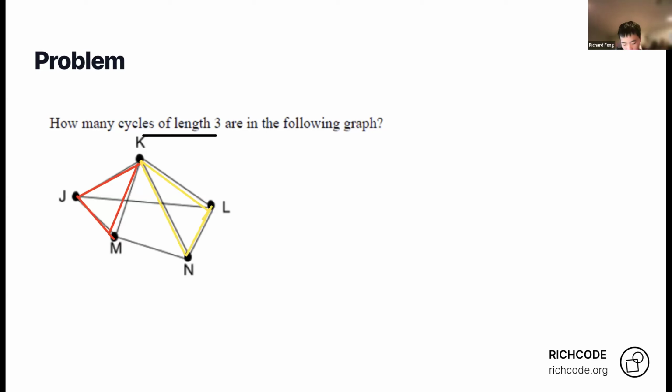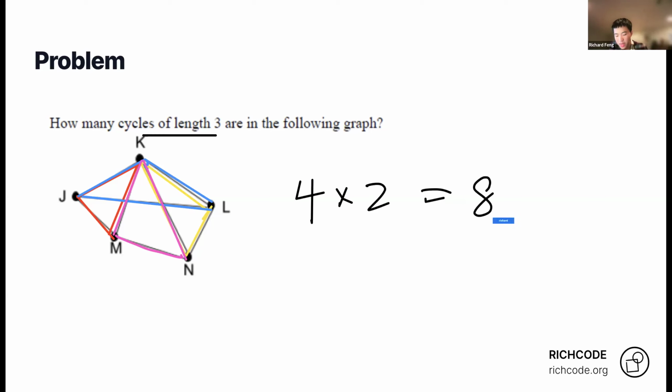And another one is KJL. And there is one more. Let me see. And the last one is KMN. So there are four of these cycles, but cycles can go both ways. So we have to multiply it by 2. So the answer should be 8.